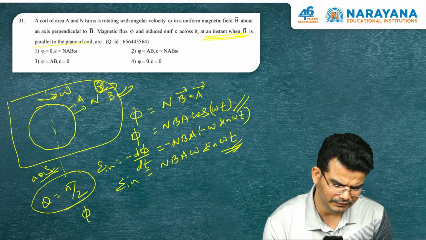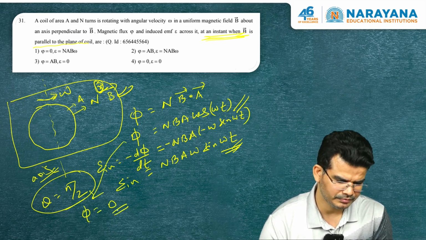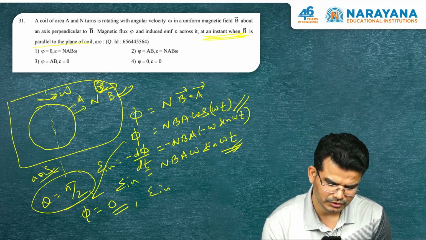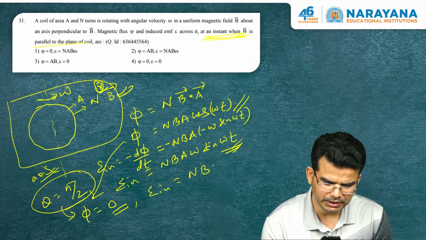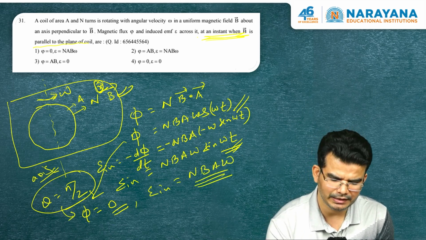So, how much do we get for the flux? Put this. I think flux will be 0. And what will be the induced EMF? The induced EMF for theta pi by 2 is equal to N B A omega. Very simple question. Again, underline this.